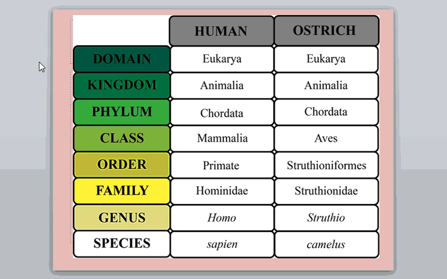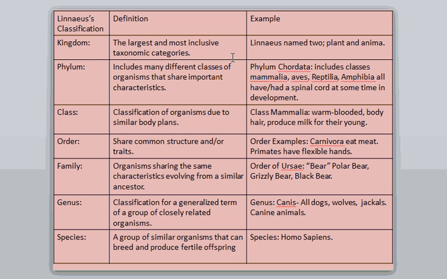If you look to the right at the ostrich, we share the same kingdom and phylum. And then at class, we split because the ostrich is an Aves. It has hollow bones and feathers. And then you can follow its specific species on down. Here is the chart that you should have copied into your notes. It gives the classifications and then the definitions and then the examples.